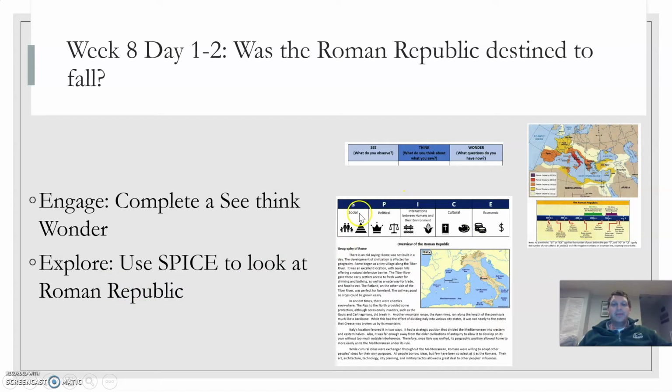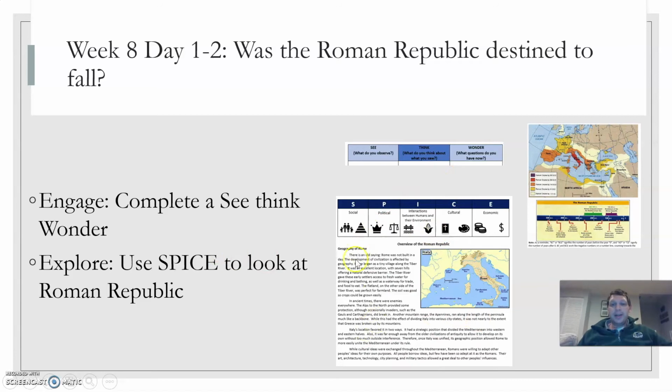So anything that deals with their social interactions, how society is organized, put an S next to it. P, put for political. Put an I next to anything that deals with their environment, interactions with geography, like all those islands. That's an I. C, anything dealing with culture, art, religion, and then E next to anything with economics. Mostly, you're going to find it's dealing with trade. And that's day 1 and 2.